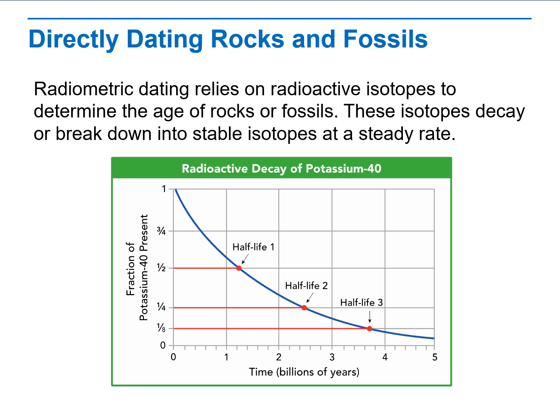If a fossil has 1/8 the amount of potassium-40, approximately how old is it? Well, it's 3 half-lives old, or 3.78 billion years.